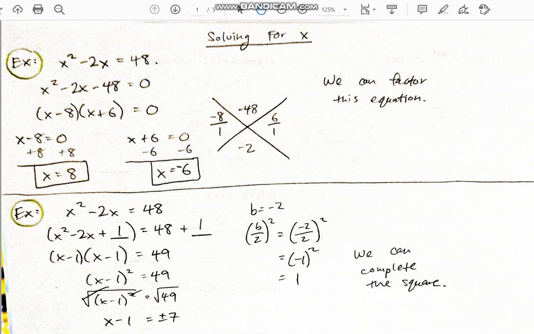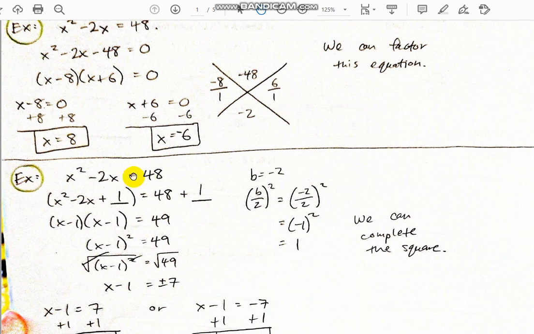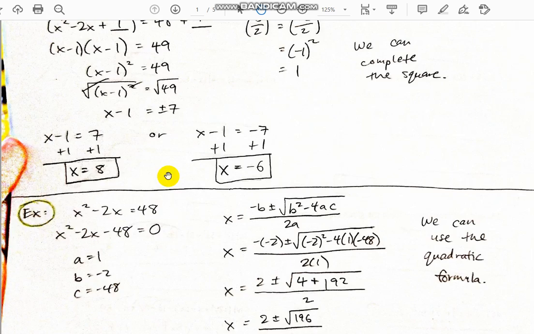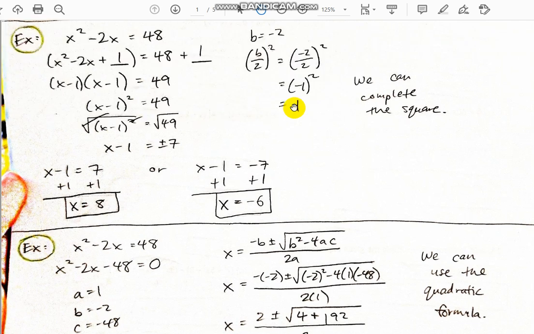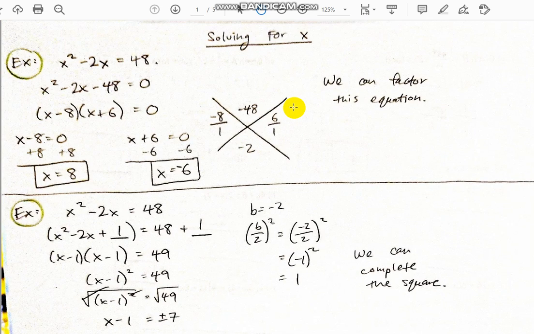As you can see here, if you noticed, each of these examples is the same problem, just solved different ways. So x squared minus 2x equals 48. This is x squared minus 2x equals 48. And this one on the bottom here is also x squared minus 2x equals 48. All these methods I have gone over in some shape or form in class.